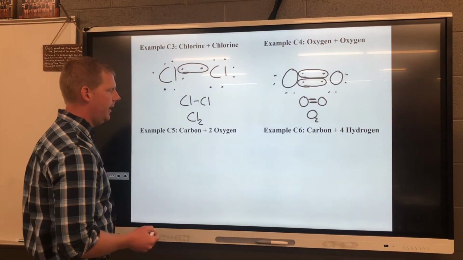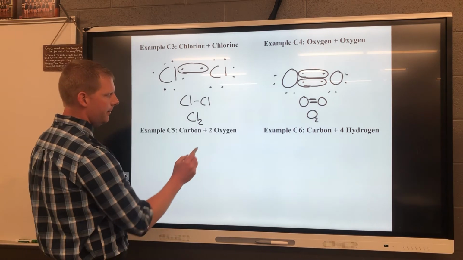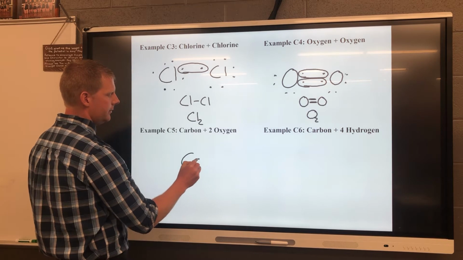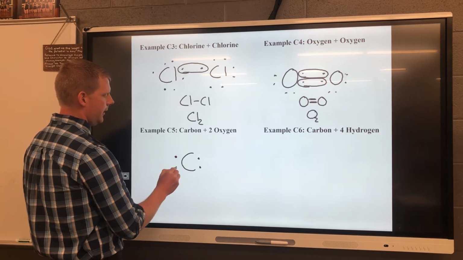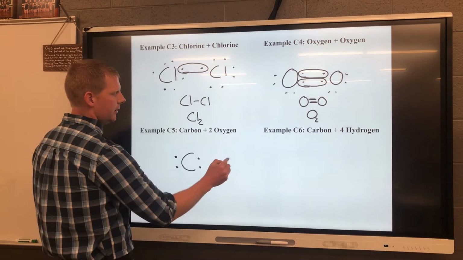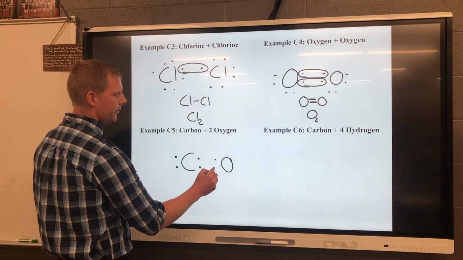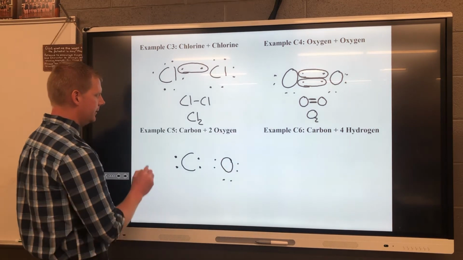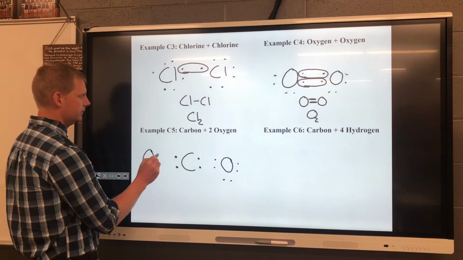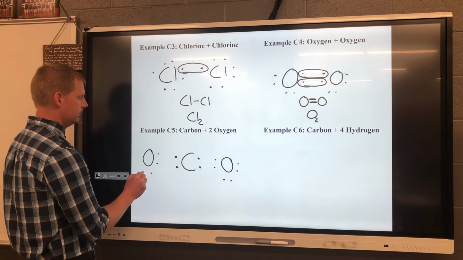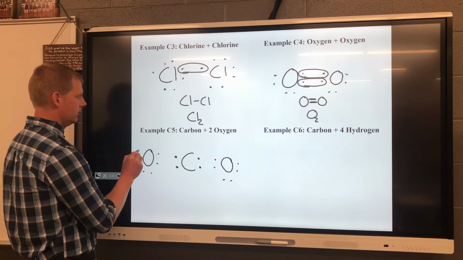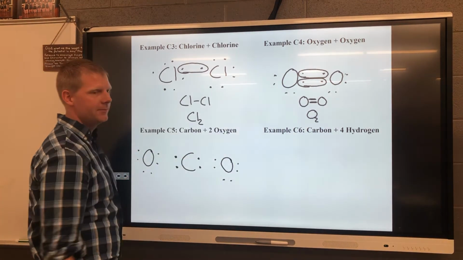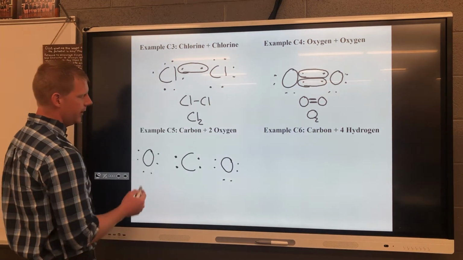All right, example 5. We have carbon and we have 2 oxygen. So carbon is in group 14, so we know it's going to have 4 valence electrons. Oxygen, we've had plenty of examples, so we know by this time it has 6 valence electrons. So really you can start anywhere you want as long as at the end all atoms involved are happy. So I'm going to start over here at the left.